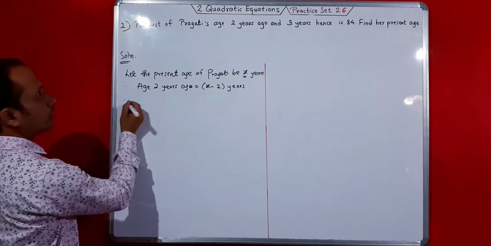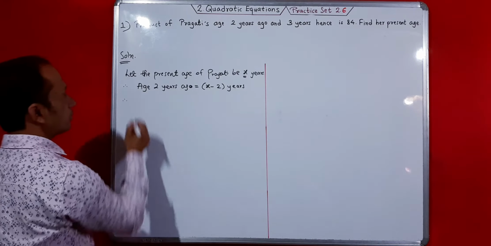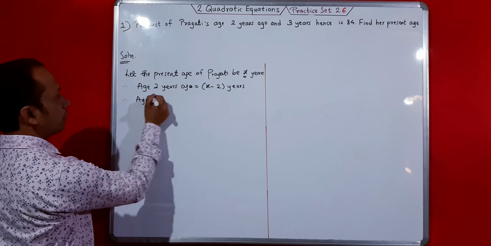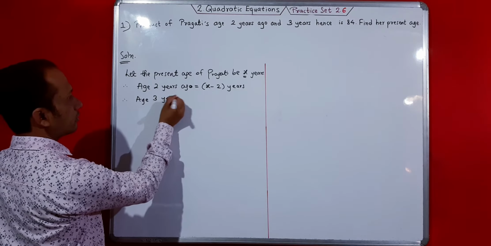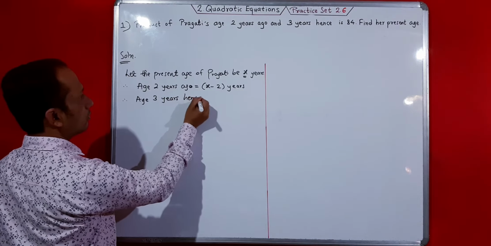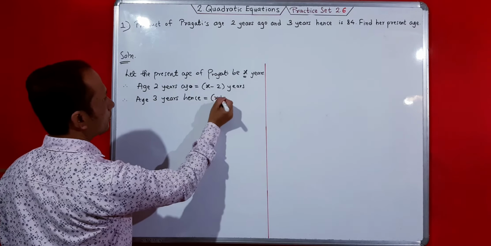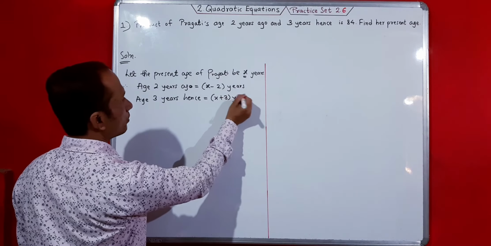And therefore age 3 years hence is equal to x plus 3 years. Hence means after 3 years.